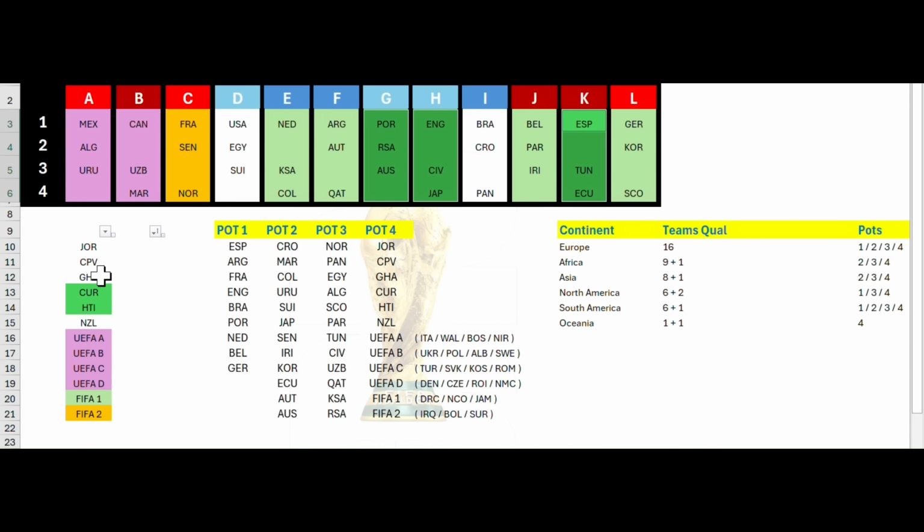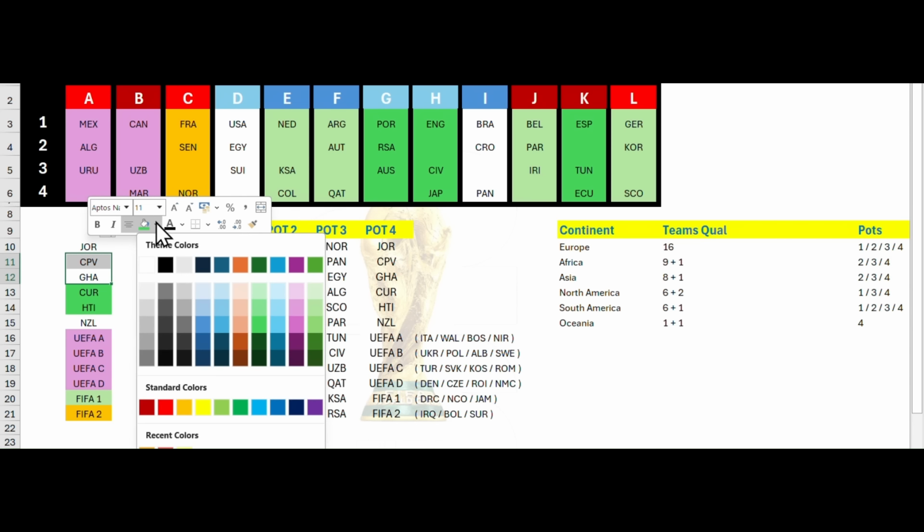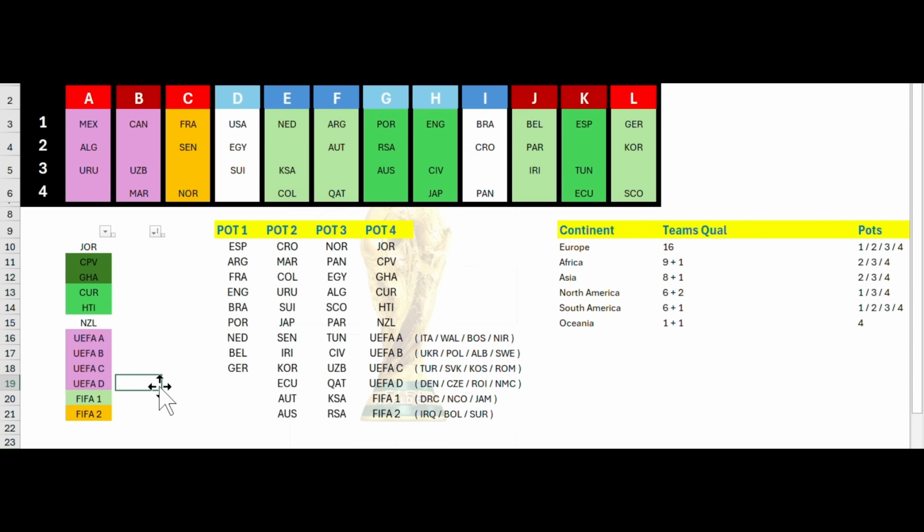We've got 2 African sides in pot 4. That's Ghana and Cape Verde. Same principle there. We'll give them another shade of green so that we can tell them apart. That's it. Now, in addition to the light green groups, Group I would also be available for them.